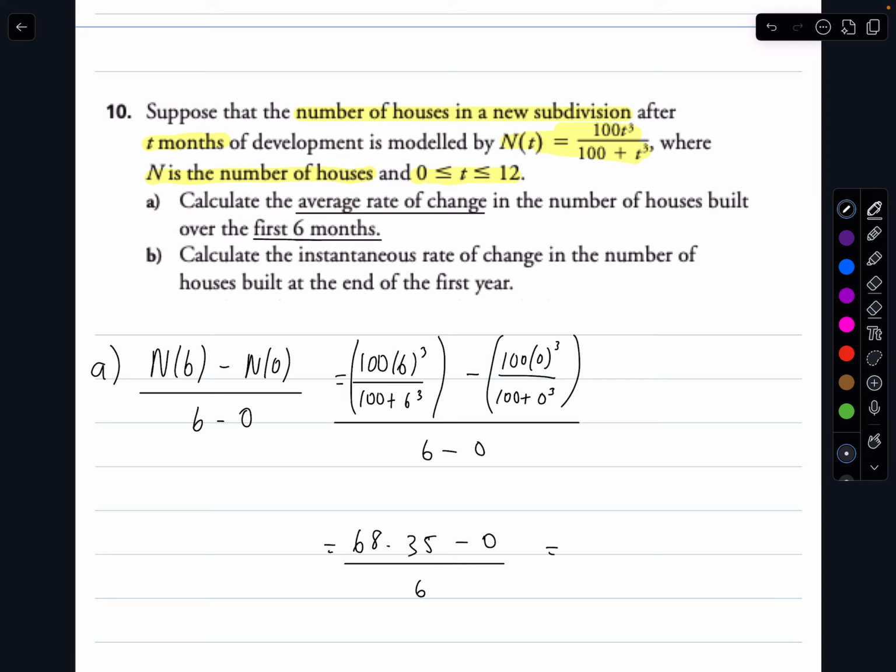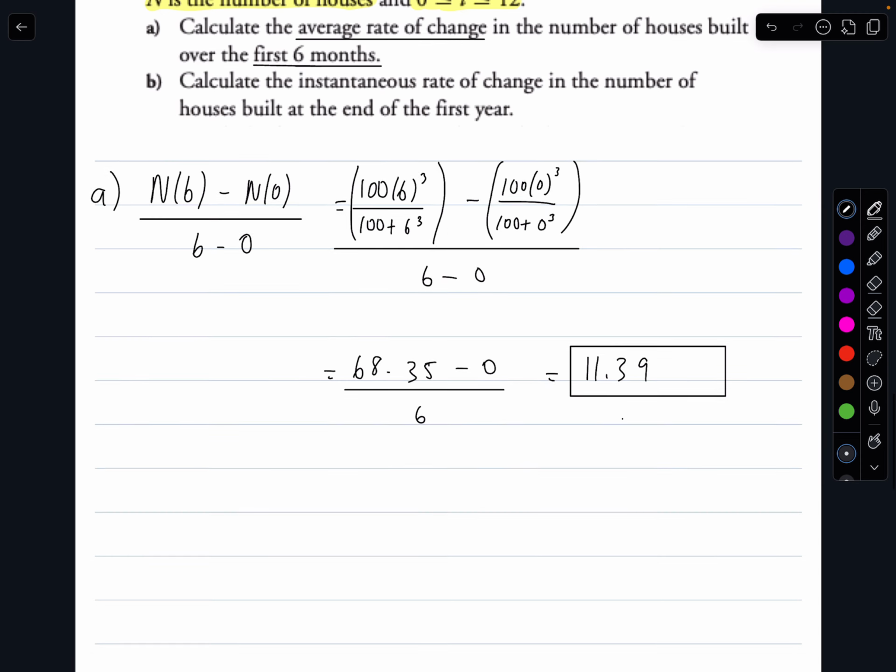So what we end up with is 11.39 is the average rate of change of number of houses built over the first 6 months. So 11.39 is going to represent the number of houses built per month. So remember, this is the rate of houses built per month in the first 6 months. Okay? So it's how fast are we building houses within a 6-month period from 0 to 6 months? We're building about 11.39 houses per month.